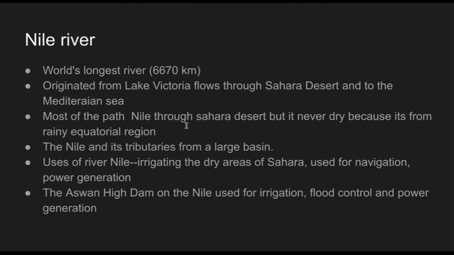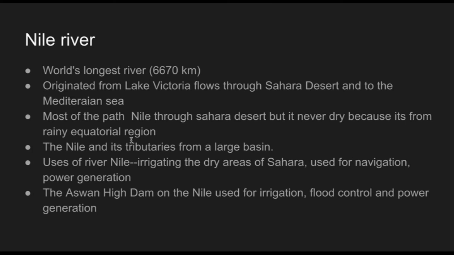But this Nile River is passing through the Sahara Desert. What is the speciality of the Sahara Desert? Hot it is, and also not getting rainfall. But it is never dry, because why? It is passing through the Sahara Desert, but this Nile River is not dry, because it's from the rainy equatorial region.